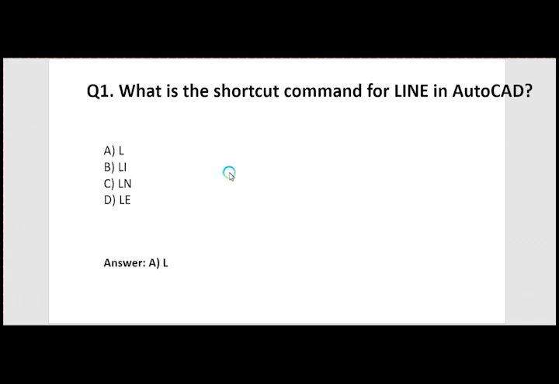First question is, what is the shortcut command for line in AutoCAD? A. L, B. Li, C. Ln, D. Le. Answer is A. L, enter. The shortcut key for line command use L, enter.